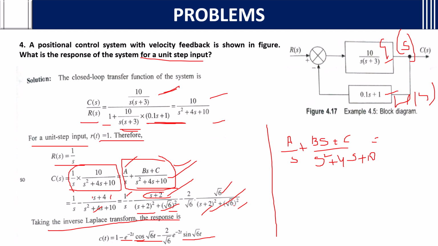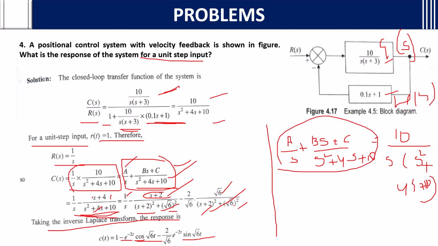Actually, 10 by s into s square plus 4s plus 10. I'm telling how this has come, just an overview. Here, if you see this denominator and this denominator are the same, you can cancel. But you can cancel only when you first take the LCM. You need to take a into s square plus 4as plus 10a, and here bs square plus cs. Then you can cancel this. After taking LCM, you will get one equation that you should equate to 10.